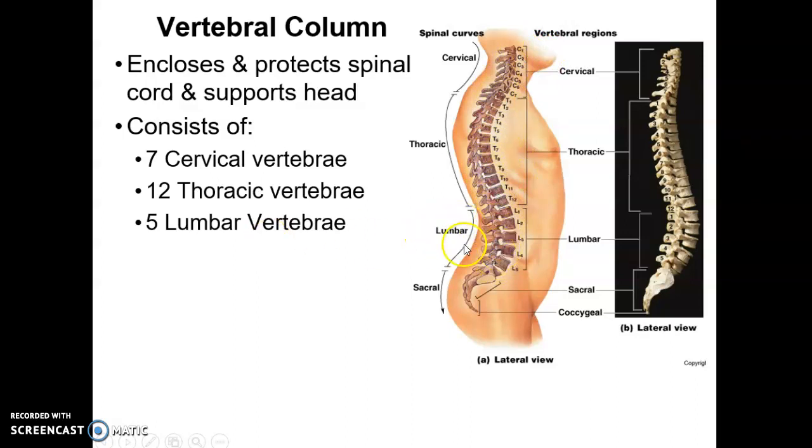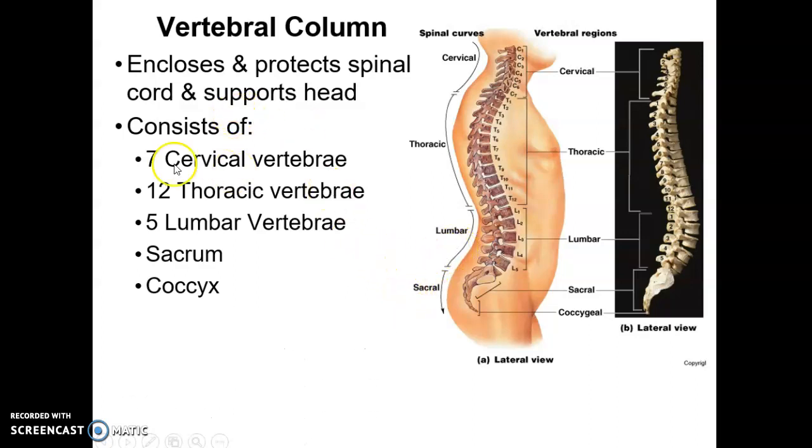We have 5 lumbar vertebrae, L1 through L5. And then we have 1 sacrum, which is actually formed from fused sacral vertebrae. And at the very inferior end, we have the coccyx, which is formed from fused coccygeal vertebrae, our tailbone. So that's the vertebral column.